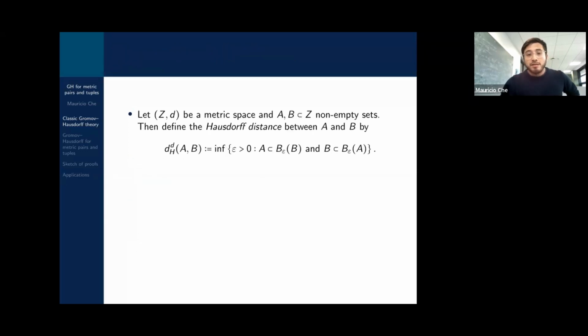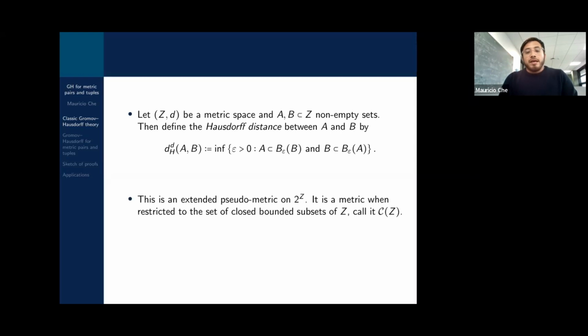To be more precise, what one does first is to define the Hausdorff distance between subsets of a given metric space. If you have a metric space Z and two subsets A and B, then the Hausdorff distance is the infimum of positive epsilon such that A is contained in the epsilon neighborhood of B, and B is contained in the epsilon neighborhood of A. Basically, the whole set A is close to the set B, and the whole set B is close to the set A. This defines an extended pseudometric on the power set of Z. If we consider all subsets of Z, this is not really a metric.